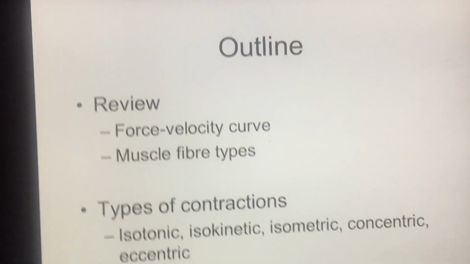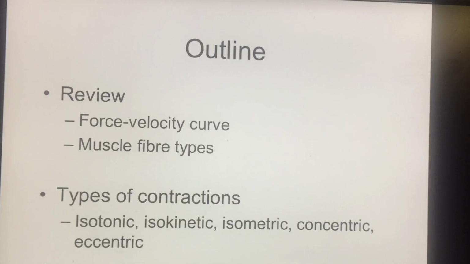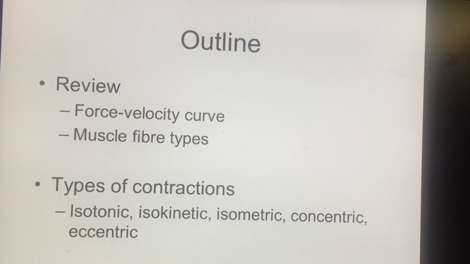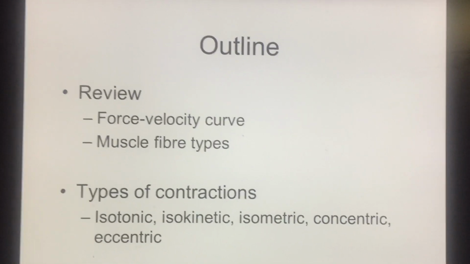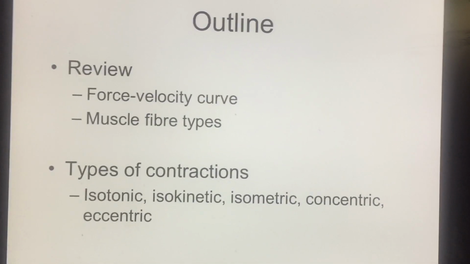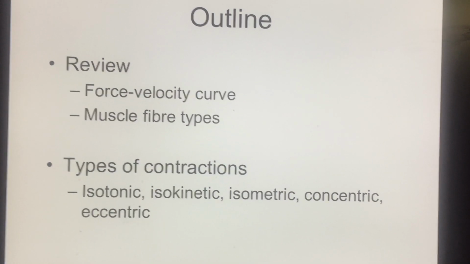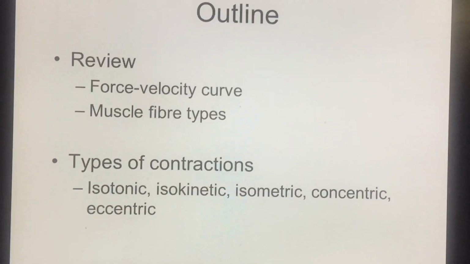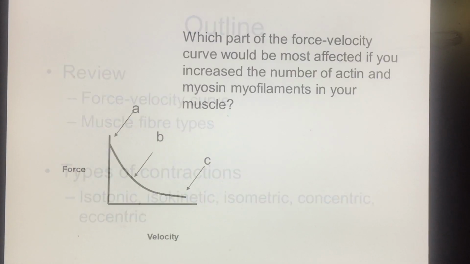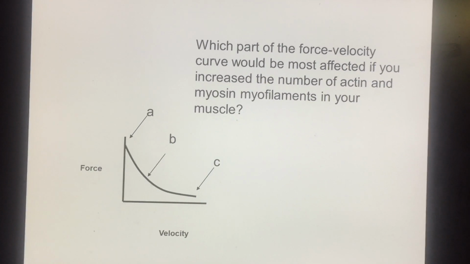Here's the outline for today's class. So this first part, we're going to be reviewing the force velocity curve and muscle fiber types. And then in subsequent parts, I'll talk about types of muscle contractions that include isotonic, isokinetic, isometric, concentric, and eccentric contractions. So some review questions around the force velocity curve.